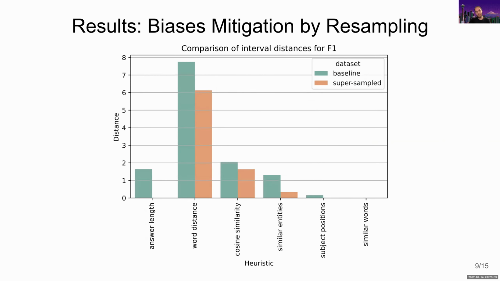This chart finally shows the bias significance of the original model, which is the green one, and a model trained on datasets supersampled by each of the biases. So these are the orange ones. We see that the supersampling reduced bias significance in each of the cases. In some cases, the bias is no longer significant, as with answer length and subject positions, but with others, the reduction is not that big.